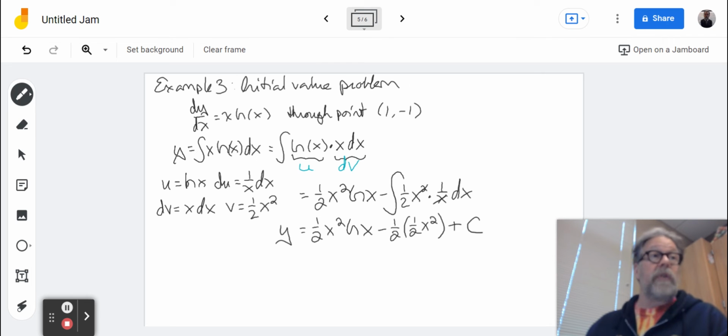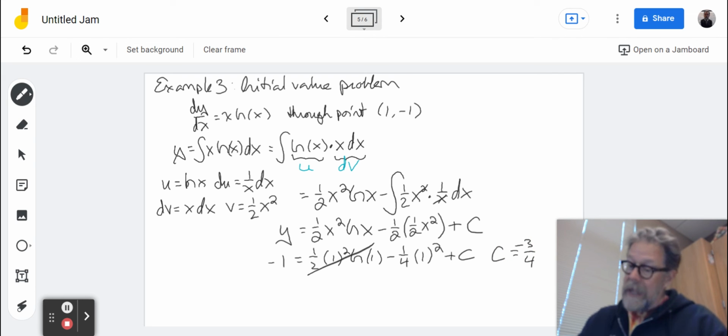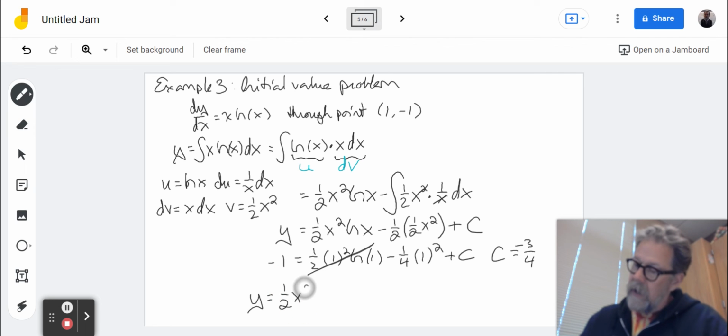So might as well figure out the constant right now. We plug in y equals -1. We plug in x equals 1. Hopefully we are comfortable with the fact that natural log of 1 is 0, so that goes away, giving us a constant of -3/4. And we get the equation y equals 1/2 x squared natural log of x minus 1/4 x squared minus 3/4.